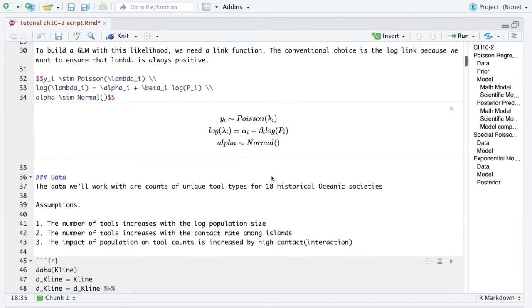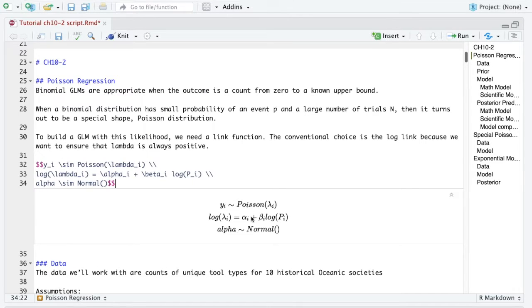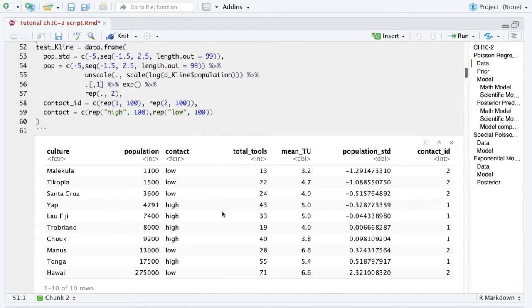So to build a generalized linear model with this kind of likelihood, we need another link function. Because the parameter in a Poisson regression, lambda, means how many times the event will happen in a certain time interval, we can use the log transformation as our link function to convert positive real numbers to the whole real numbers. The data we will work with are counts of unique tool types for 10 historical ocean societies.